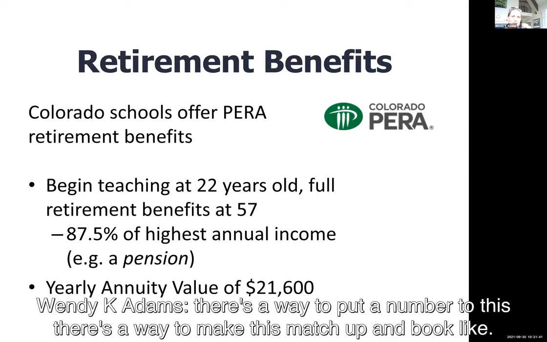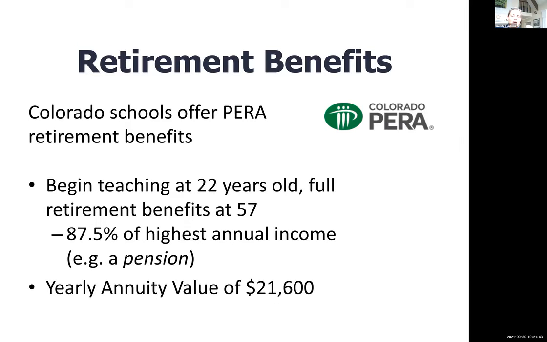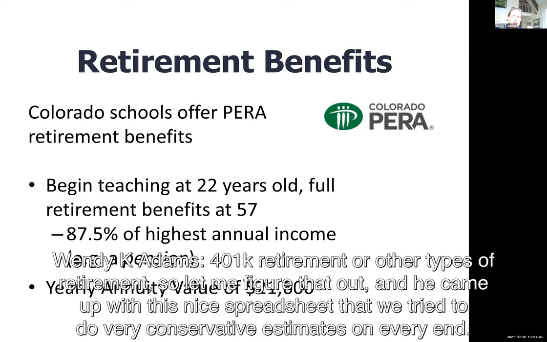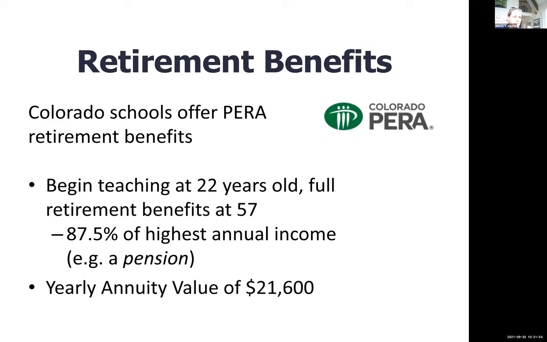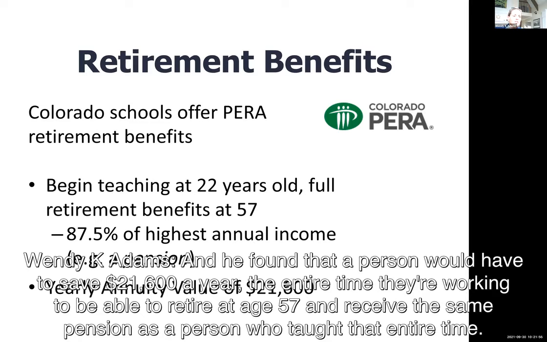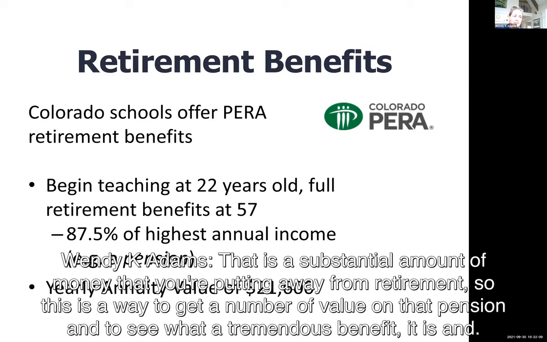We had an alumnus who said there's a way to put a number to this, a way to make this match up and look like 401k retirements or other types of retirements. So he figured that out and came up with this nice spreadsheet where we tried to do very conservative estimates on every end. He found that a person would have to save $21,600 a year the entire time they're working to be able to retire at age 57 and receive the same pension as a person who taught that entire time. That is a substantial amount of money that you're putting away for retirement.